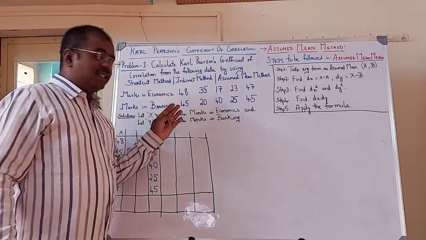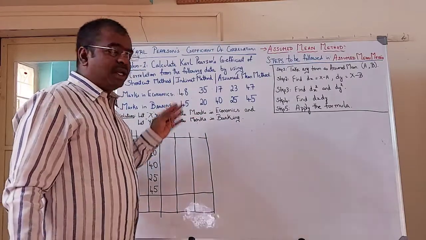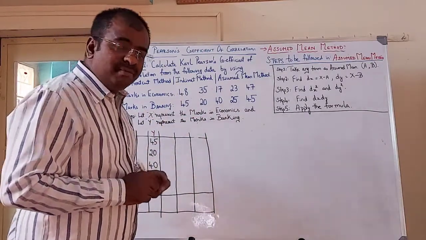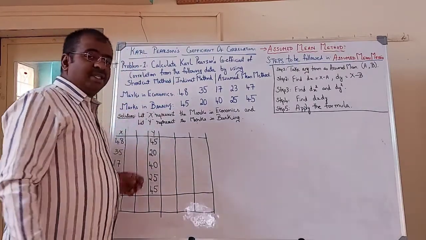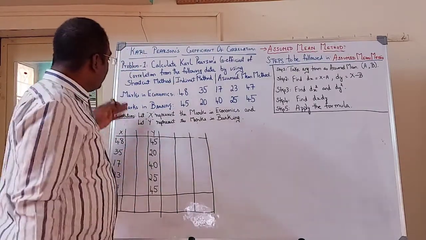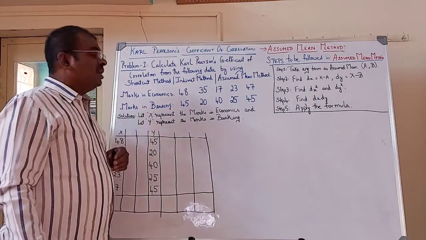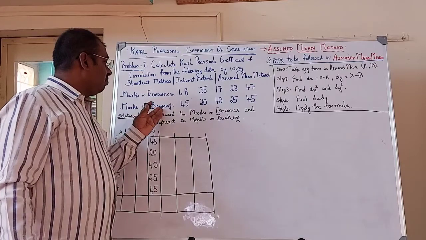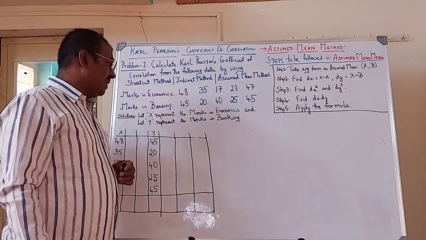Now, this is the problem which I have already taken while solving problems under the actual mean method. So the same question is taken, wherein we have the data about the marks secured by the students in the economics subject and the marks secured by the students in the banking subject.